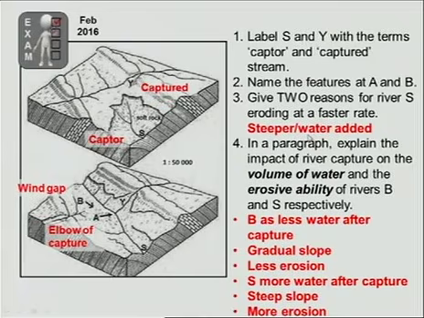And here we've got a paragraph which I will conclude with. This was the question. In a paragraph, explain the impact of river capture on the volume of water and the erosive ability of rivers B and S. They want to know, there's river B, there's river S. What happened? By B, there was less water after capture. There's a gradual slope, so there will be less erosion. By S, more water after capture, steep slope, and more erosion.